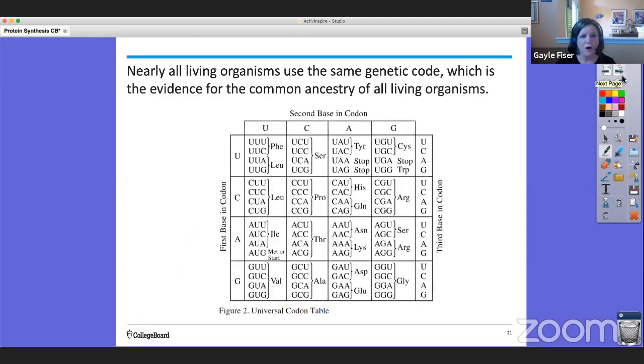All right, nearly all living organisms use the same genetic code, which is the evidence for the common ancestry of all living organisms. I always tell my students, whether you are our cat or our dog or a fish in our house, we share the genetic code. If we had a CUC, it's still going to be leucine.